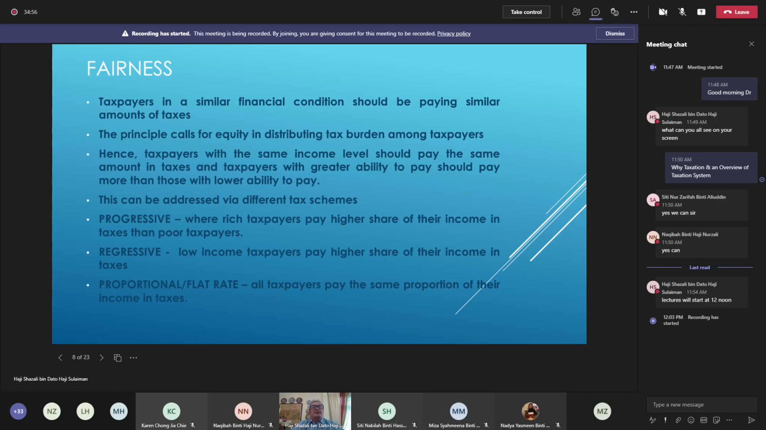Okay. The principle calls for equity in distributing tax burden among taxpayers. As I mentioned last week, if we make the tax system too burdensome, then people may decide to leave the country.